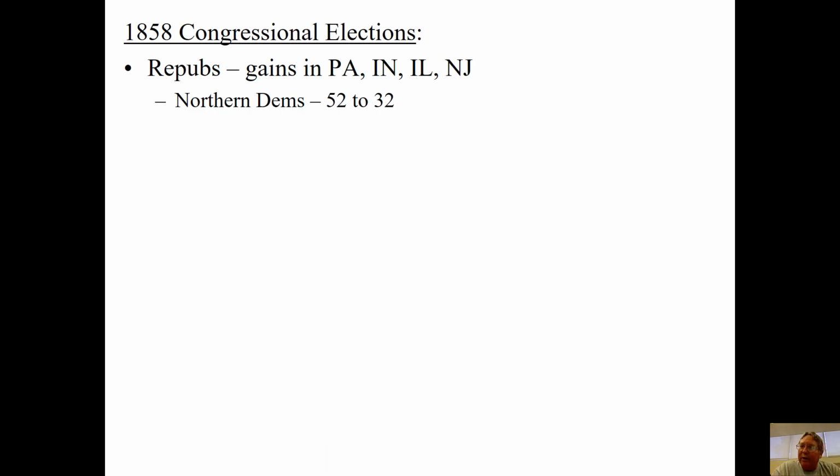So again, remember, not an abolitionist party. They have not committed themselves to the idea of abolitionism as a party. Some members of the Republican Party are abolitionists, but that is not the party stand yet. But one of the big things we see happen in this election is the power of Northern Democrats, right?